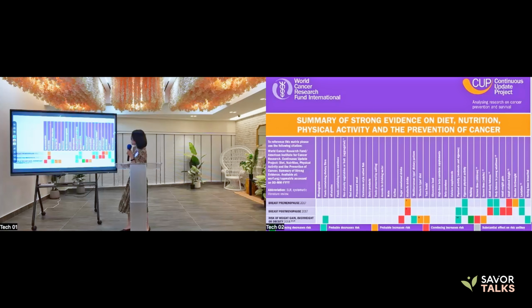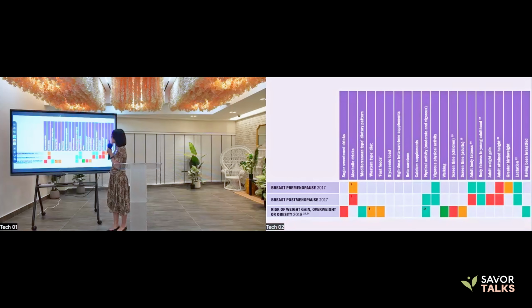I think this one is better. So now we start from the red color, which will increase risk. The first one is for breast cancer post-menopause. If you drink alcohol, you will increase risk, because alcohol is a carcinogen. It is a toxin that can damage our cells. Actually they say that if you really need to drink, not more than 1 unit of alcohol, in order to prevent breast cancer.